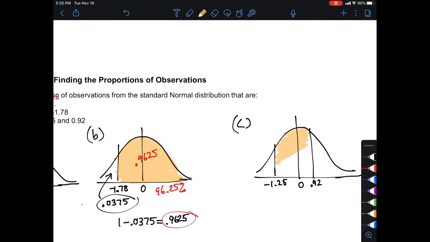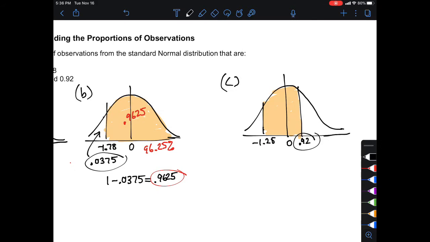So it's looking for in between. All right, so we're going to find the area up to the negative 1.25, and we're going to find the area up to the 0.92, and then we're going to subtract them to find this area. So if you want, you can find the bigger area first. So the bigger area is up to 0.92. Up to 0.92, it is 0.8212. That's associated with that z-score.